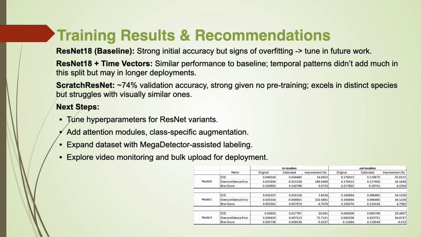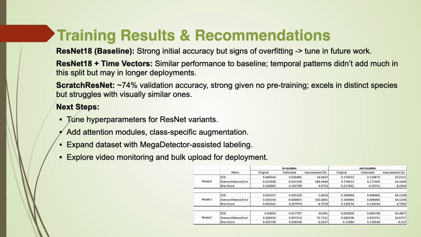One other note, toward the end of the project, we did get MegaDetector working, which allowed us to run automated bounding box detection across the larger dataset. Unfortunately, there wasn't enough time to fully pre-process and retrain all our models with the expanded data. That's something we see as a major opportunity to do in the next phase, as it could greatly improve classification performance and reduce class imbalance.